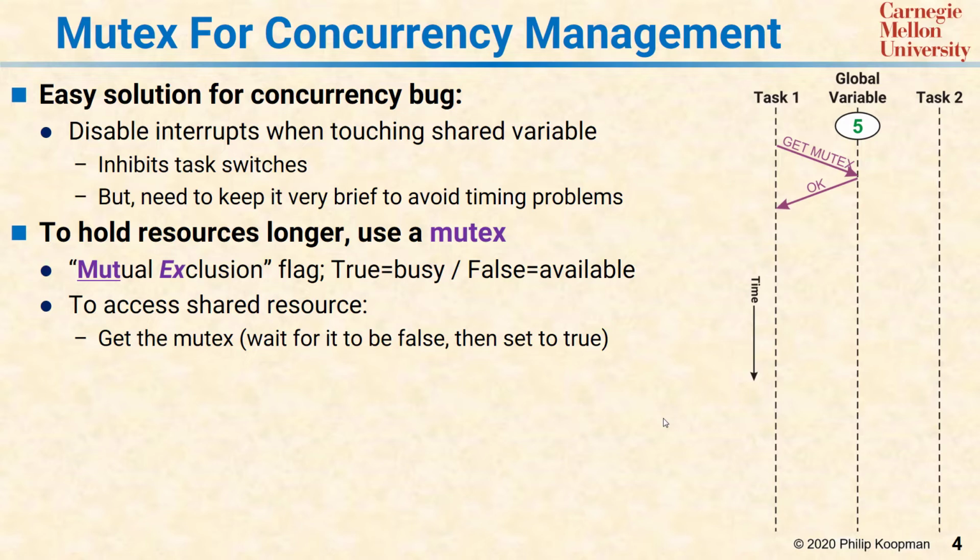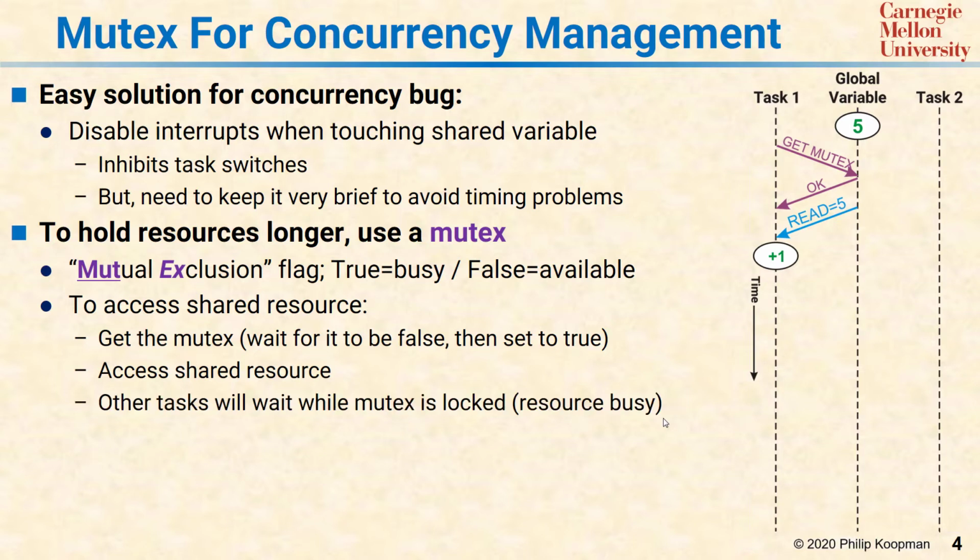So here, there's global variable 5, task 1 gets the mutex, and the mutex happens to be free, so it gets back an OK. In other words, the mutex is false. And by the way, when it does that, as part of it, it sets it to true, so everyone else knows that the mutex is true and the global variable is taken. It does the read, and it adds 1, so task 1 is at 6, same as before.